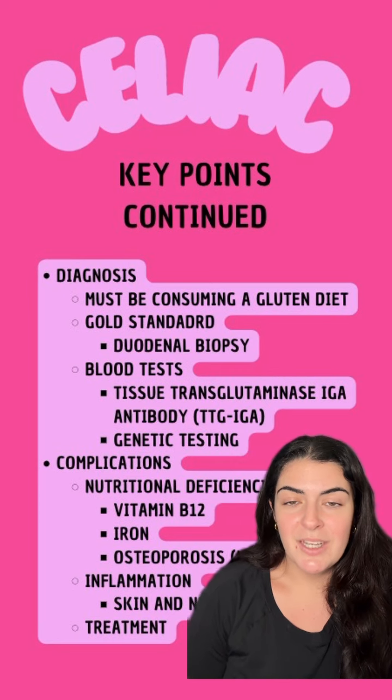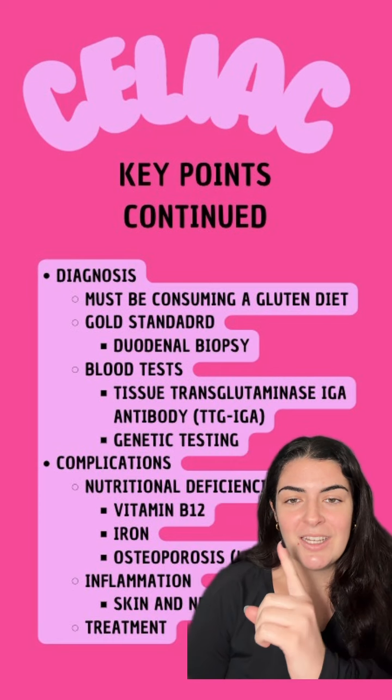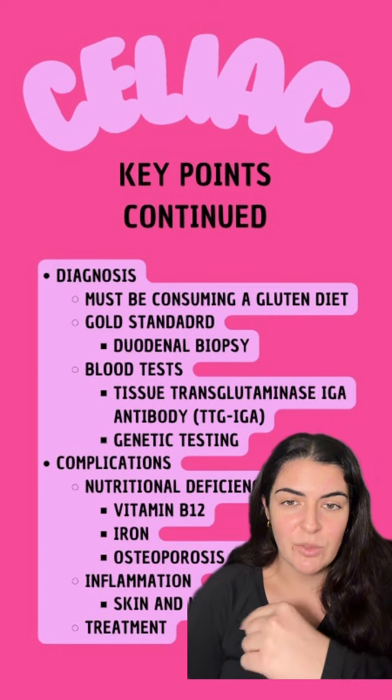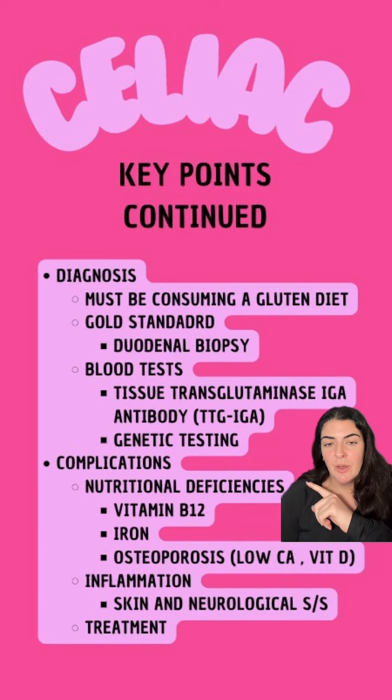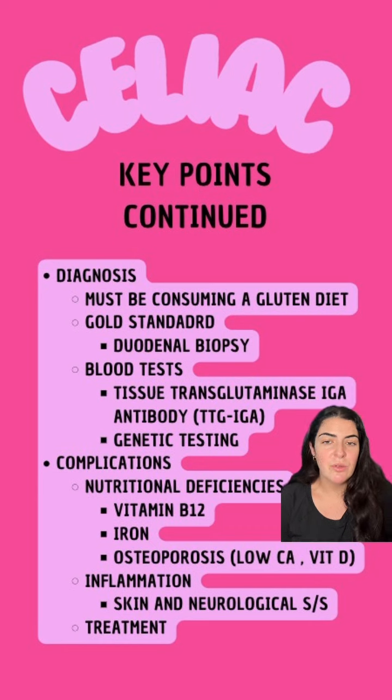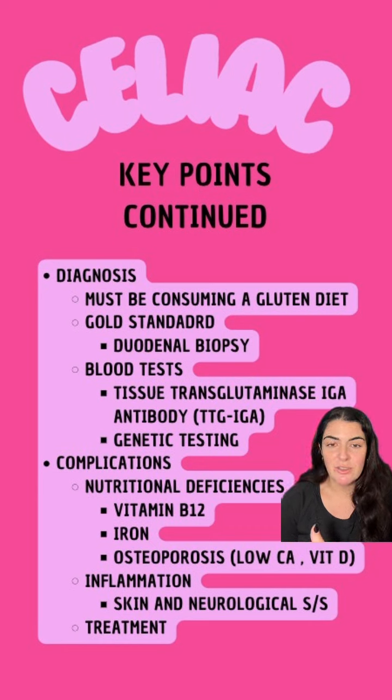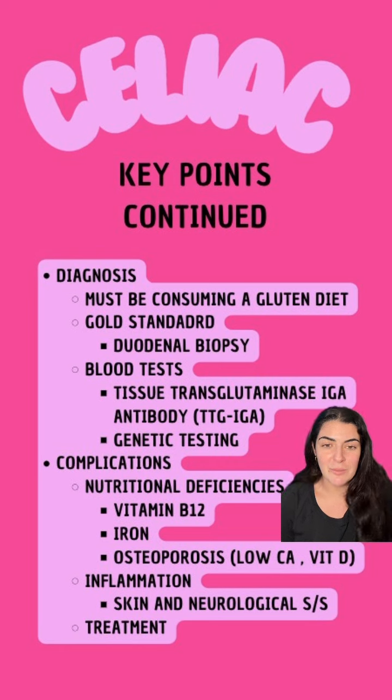Now, other forms of testing that are not as accurate are a TTG or genetic testing, which can be done through blood or other sources. And what are some complications? If an individual who has celiac disease is consuming a gluten diet, the villi in their small intestine flatten, which can lead to nutritional deficiencies. Nutritional deficiencies can be from vitamins such as B12, iron, which can lead to iron deficiency anemia, and osteoporosis due to low calcium and vitamin D uptake.